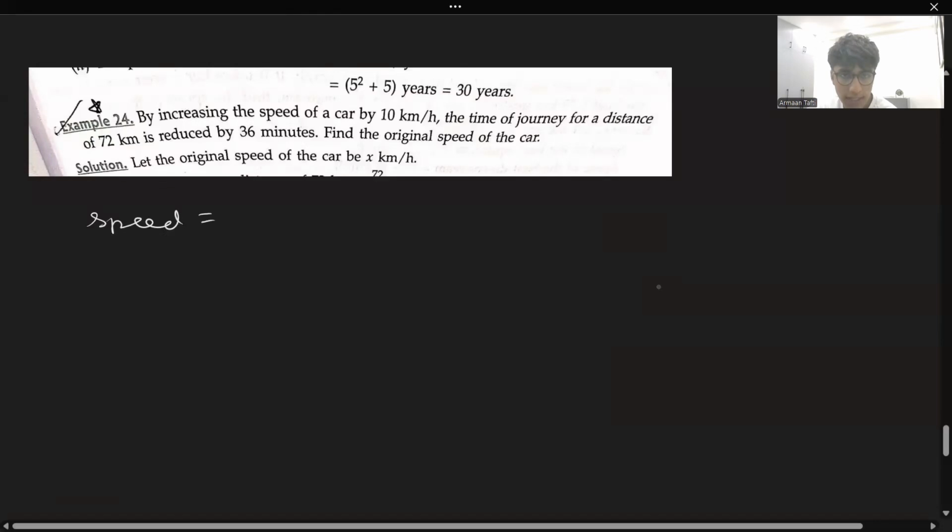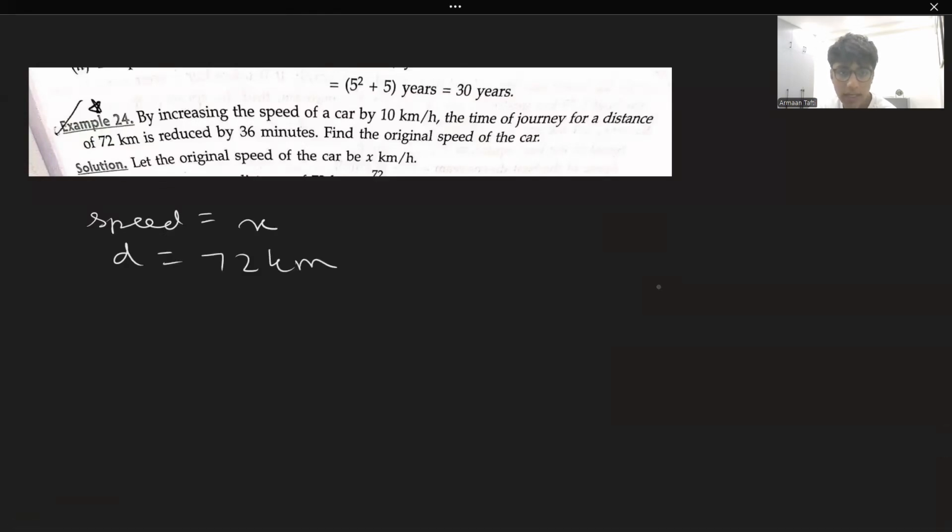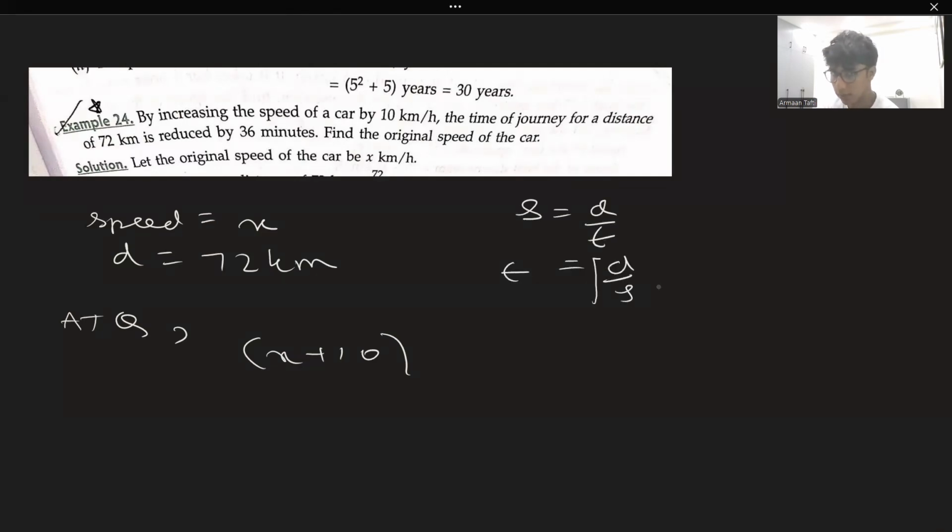Speed equals x, distance equals 72 kilometers. Those are the only constants we have. Now, according to the question, the speed of the car is increased by 10, so it's x plus 10 now, and the time of the journey of 72 kilometers is reduced by 36 minutes. We know that speed equals distance upon time, so time is equal to distance upon speed. This is what we'll be using here.